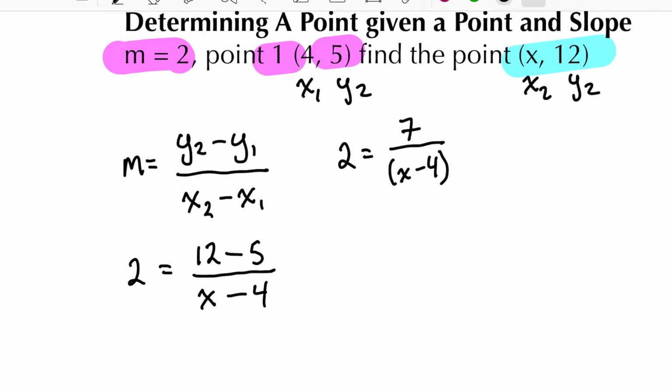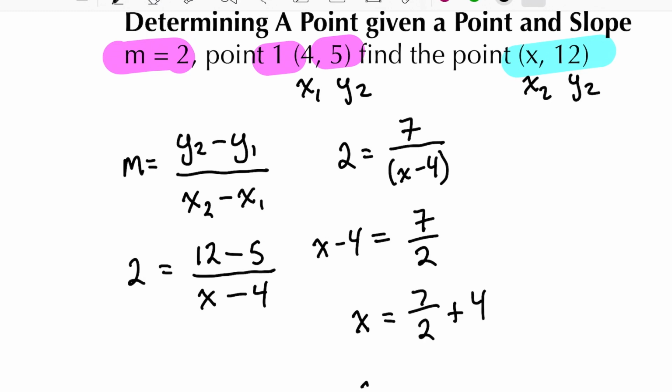Now if you'll remember, when we have a number equal to a fraction, and we do not know the denominator, we can just swap these two around. So we can just rewrite this as x minus 4 is equal to 7 divided by 2. Then x is equal to 7 divided by 2 plus 4, or x is equal to 7.5. So this point will be at 7.5 on the x and 12 on the y. Okay, so you can just work with the formula.